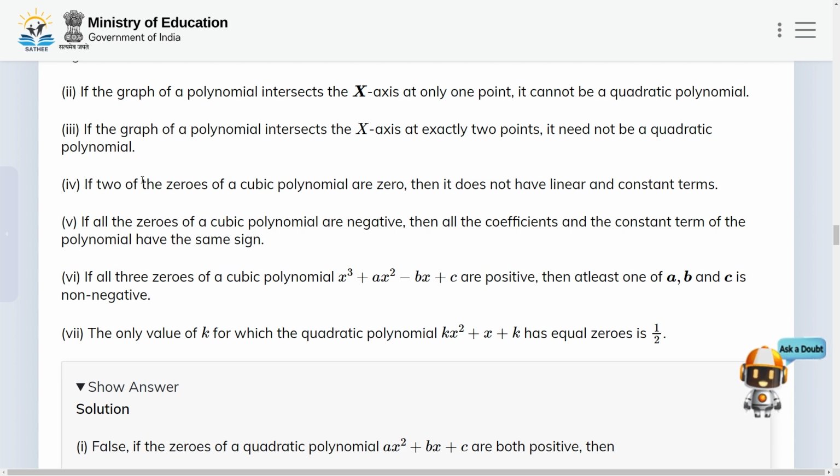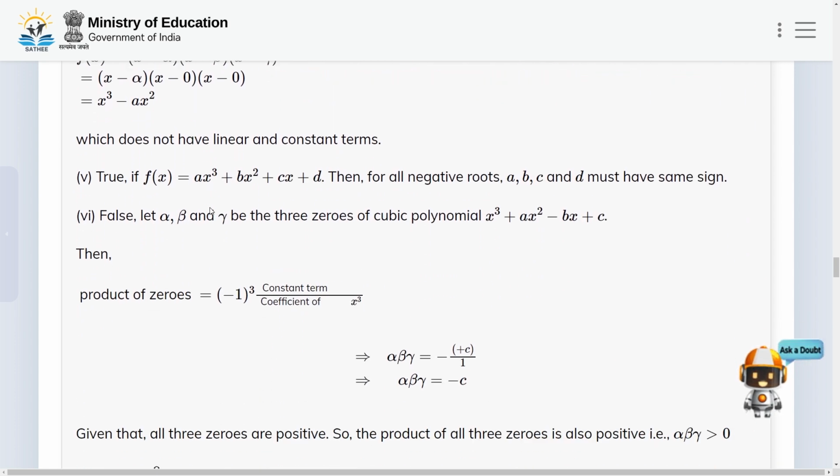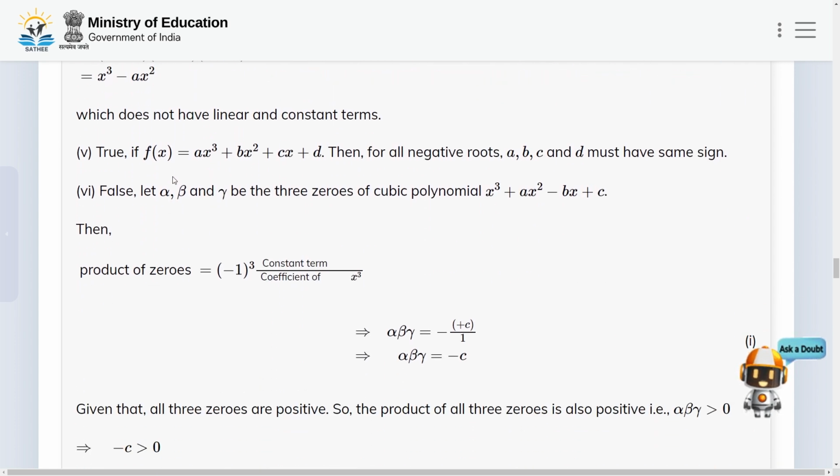And now let us see the fifth one. So in the fifth one here we have, if all the zeros of a cubic polynomial are negative, then all the coefficients and the constant term of the polynomial have the same sign. Okay, so let us see the answer of the fifth one. So here this statement is a true statement.